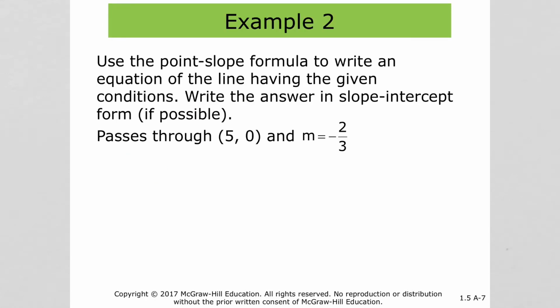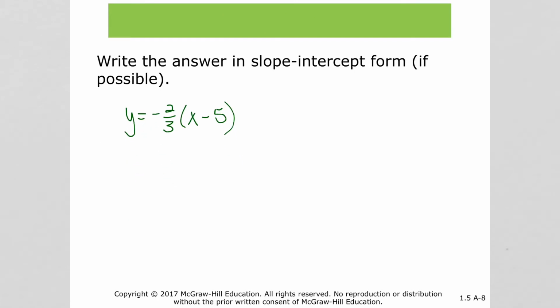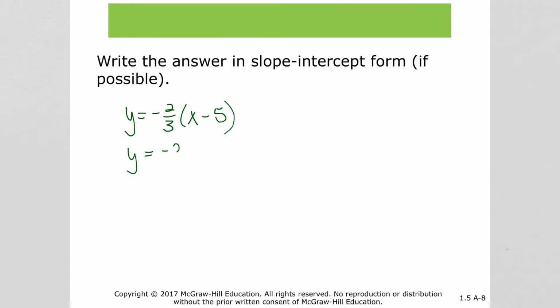For the second example, we want to do the same thing. So y minus our y value equals the slope times x minus our x value. And so we could leave this as y minus 0, or since y minus 0 is just y, we could change it, and there is our point slope form. So to write it in slope-intercept form, all we need to do is distribute the negative 2/3.